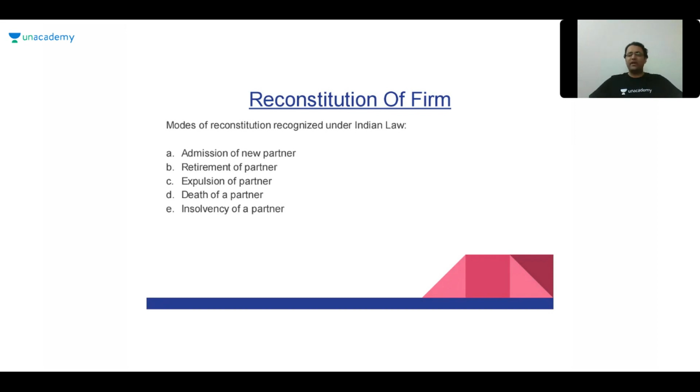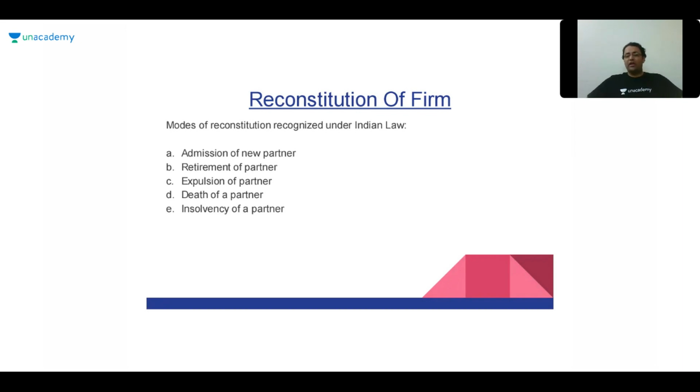Now, what happens if D is taken in as a partner of the firm? Please remember, if A, B, and C were sharing the profits and losses in the ratio 33, 33, 34, that makes it 100%. Now, if D is taken in as a partner, do you think the profit sharing ratio of A, B, and C is going to increase or decrease? It's going to decrease. So instead of 33, 33, 34, it may become 25, 25, 25, 25. That makes it 100%.